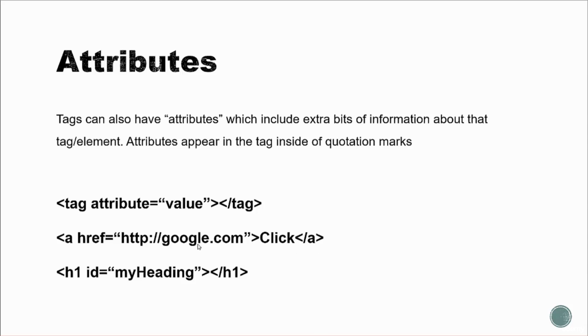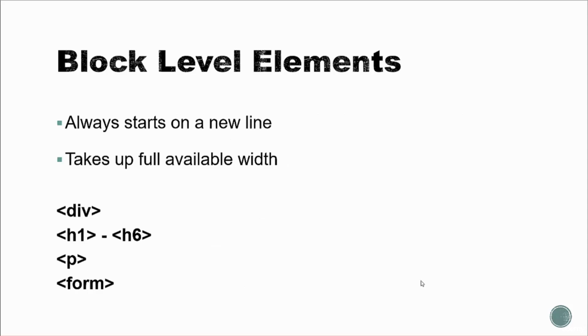Now, attributes can use double quotes or single quotes, but usually you're going to use double quotes. That's what you'll see for the most part, but single quotes will also work. Alright, and then here we just have an H1, and we're using the attribute ID, which is used to identify certain elements for CSS or maybe for JavaScript or jQuery, whatever it may be. Alright, we're just setting that to my heading. Alright, and we'll be looking at attributes throughout this section.